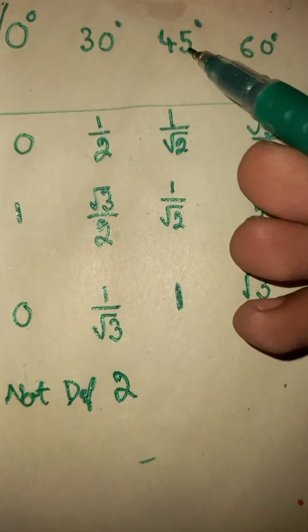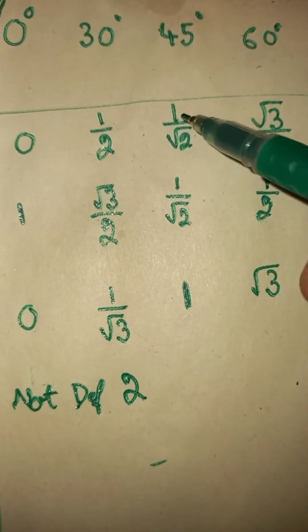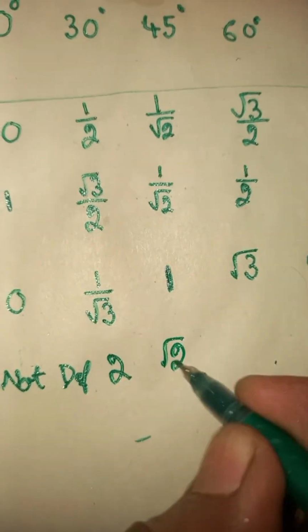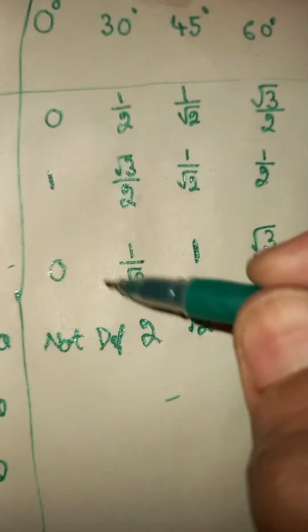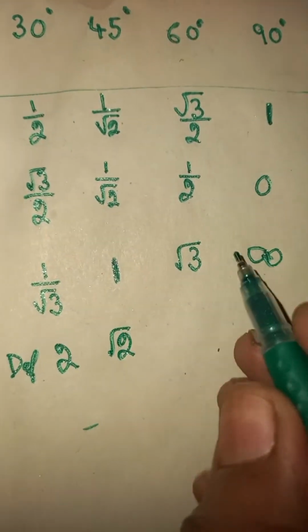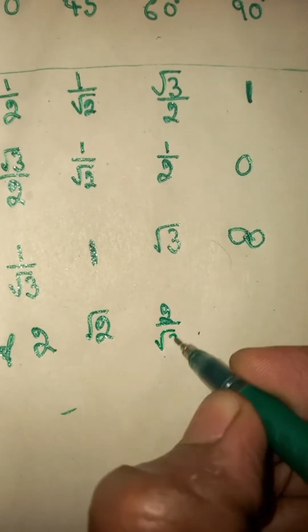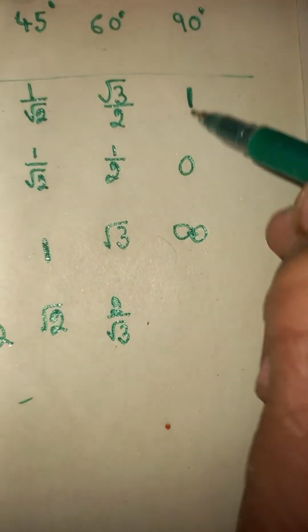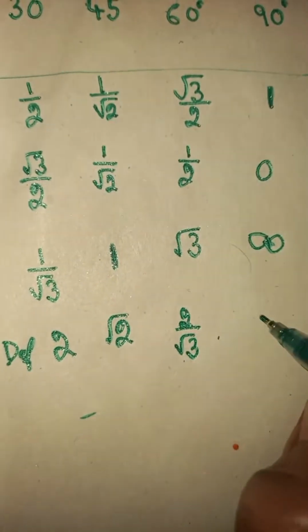Now cosecant of 45 degree means flipping 1 by root 2, that is root 2 comes above, so this becomes root 2. Now cosecant of 60 degrees, this root 3 by 2 flips, it becomes 2 by root 3. Cosecant of 90 degrees, this remains 1. When you flip, still it remains 1.